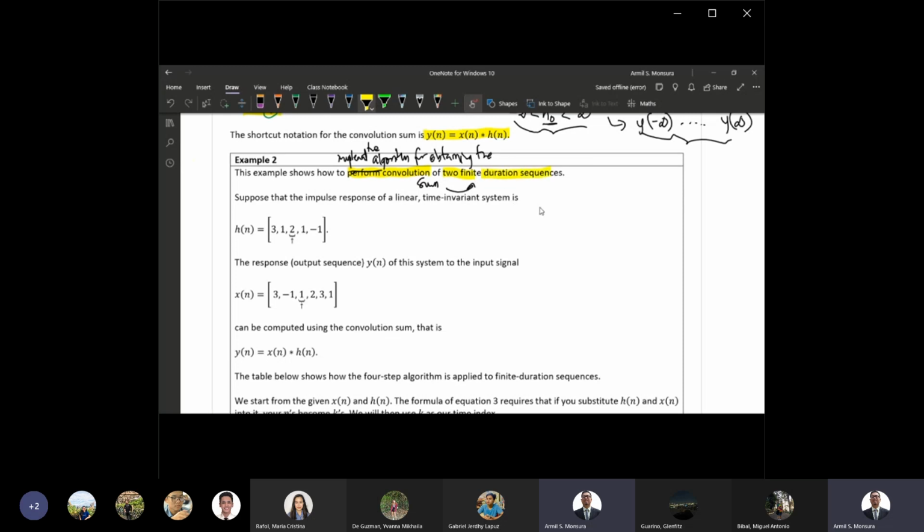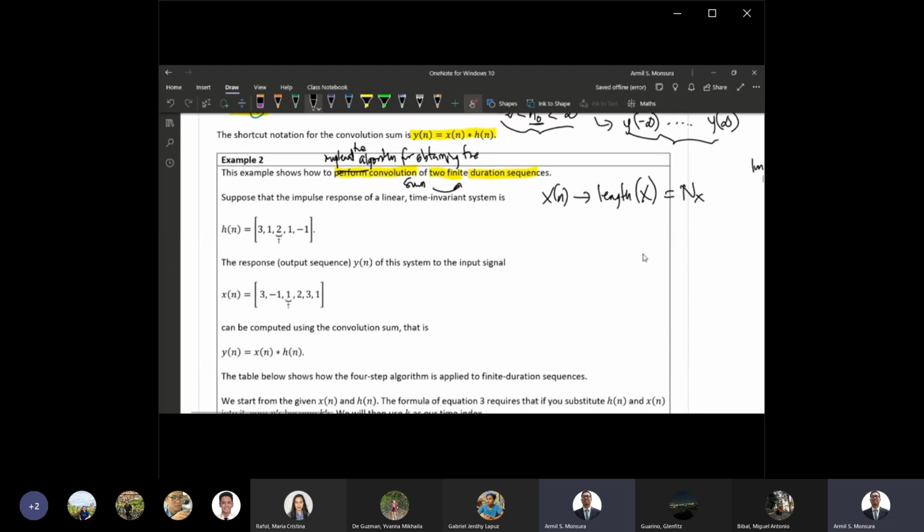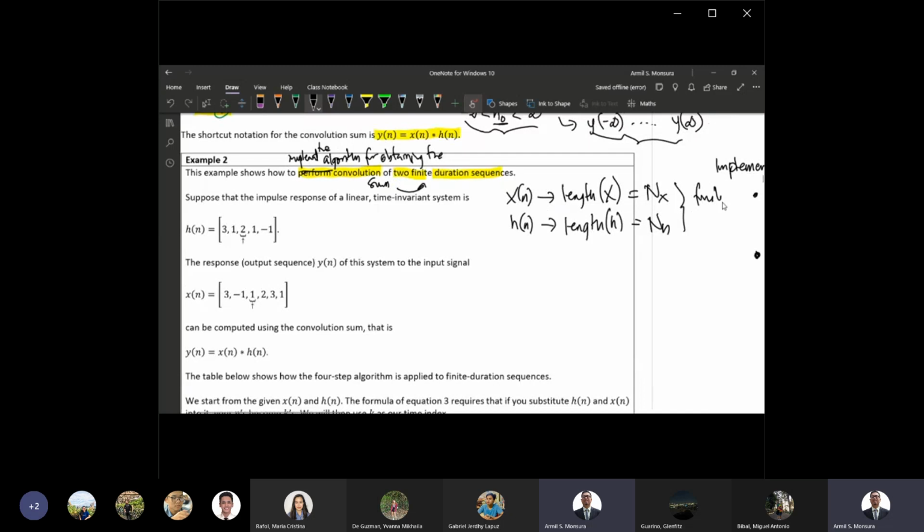Again, pag sinabi yung finite duration sequences, given na meron kang x of n as a sequence, meron yan length na, so yung length ng x natin is equal to say nx. While your second sequence, h of n, would have a length of, so the length of h is nh. So both of them are finite lengths or finite numbers. So those are finite duration sequences.